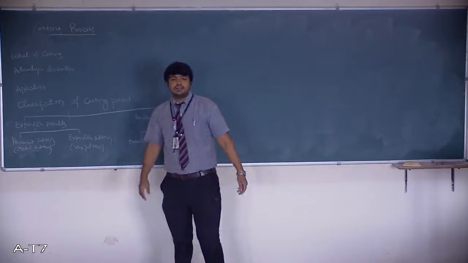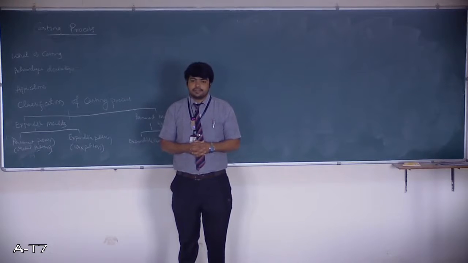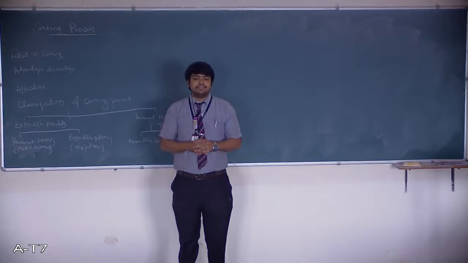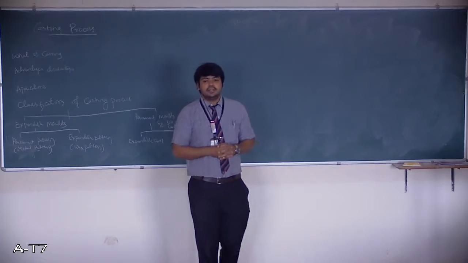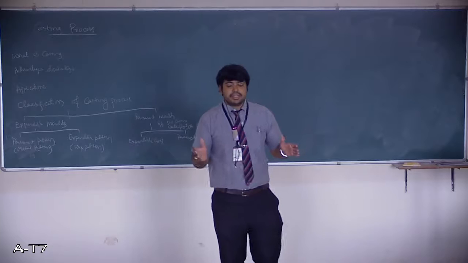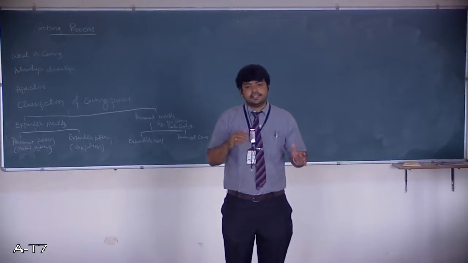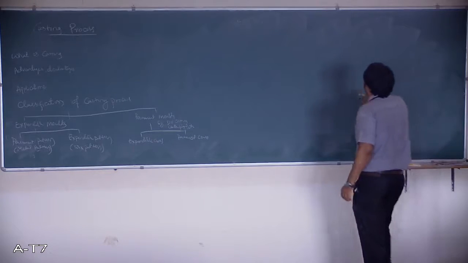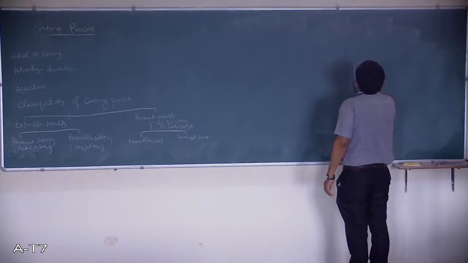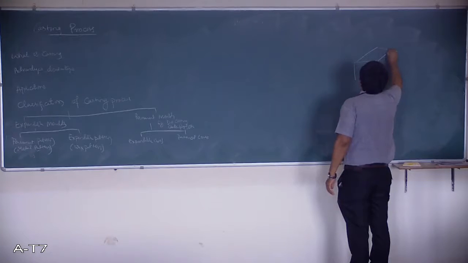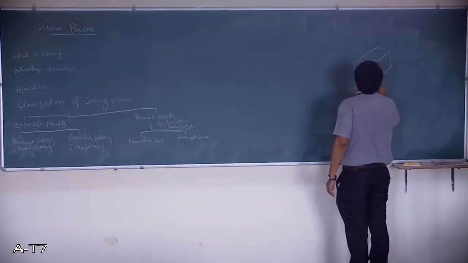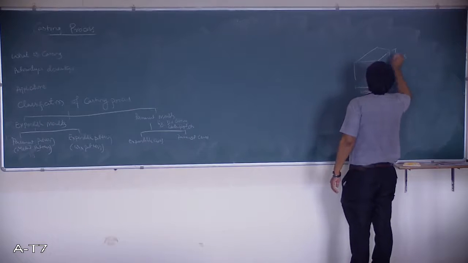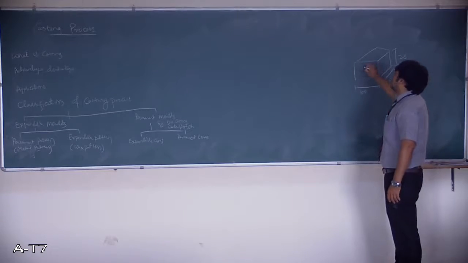So first of all, let us understand the meaning of casting. So casting is a process where we are going to pour the molten metal in a cavity. Okay, cavity is the negative replica of the object that we want. Okay, for example, I want a metallic object like this. Okay, a rectangular slab of say 100 mm by 150 by 25 mm. I want a metal object like this.